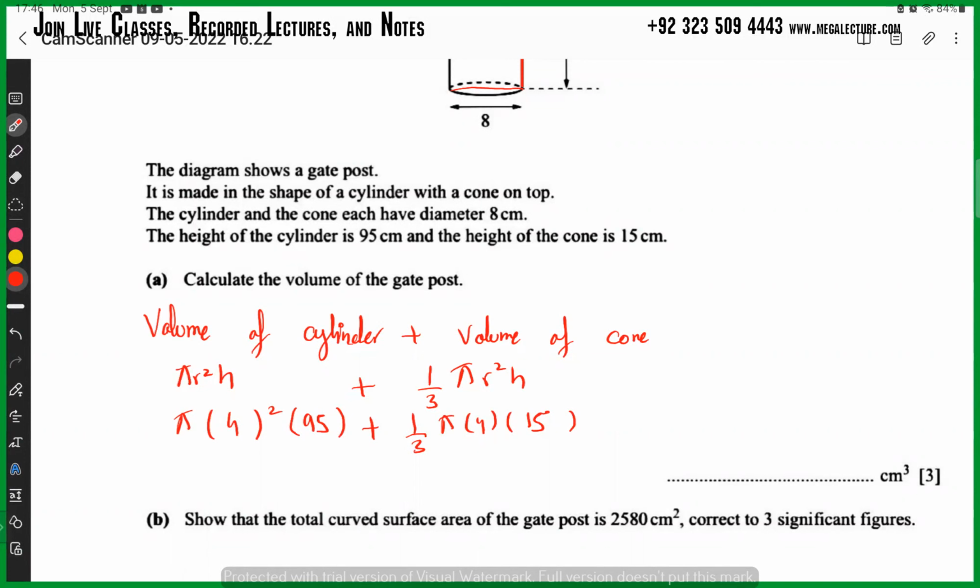4,838. Okay, let's see. It's pi multiplied by 4 squared multiplied by 95 plus fraction 1 by 3 multiplied by pi multiplied by 4 squared multiplied by 15. So this is basically not what all of you are telling me, and I think that happened because of the square that I missed. Okay, it's 4 squared basically. So it is going to be 5026.5, but you can write the final answer as 5027. So that is going to be correct.